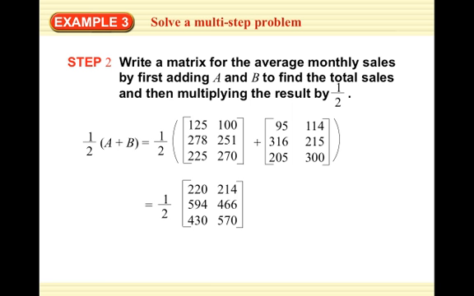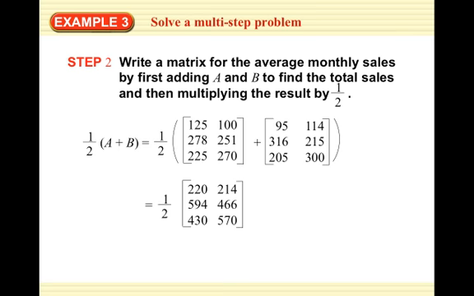So 125 plus 95 is 220. 100 plus 114 is 214. 278 plus 316 is 594. 251 plus 215 is 466. 225 plus 205 is 430. 270 plus 300 is 570. Now we're going to take that sum. We simplified away our parentheses.